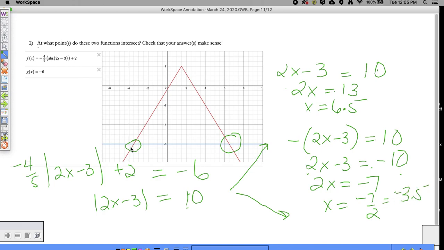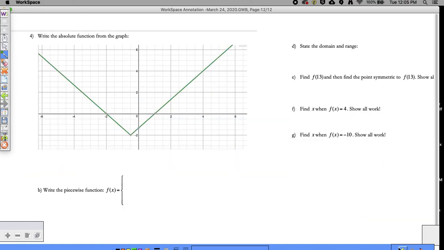So when I look at these ordered pairs, this makes a heck of a lot more sense than what my original one was. So when they ask you for the points of intersection, it's going to be (6.5, -6) and (-3.5, -6). So just be careful. You can see how careless I'm getting, but you know, save me.